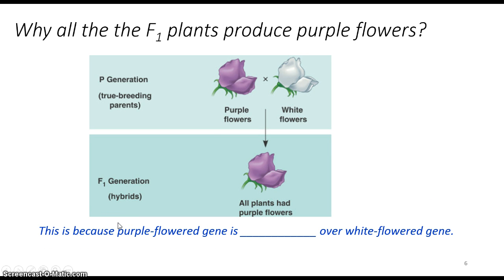Do you know why all the F1 plants produce only purple flowers? This is because the purple flower gene is dominant over the white flower gene. Dominant.